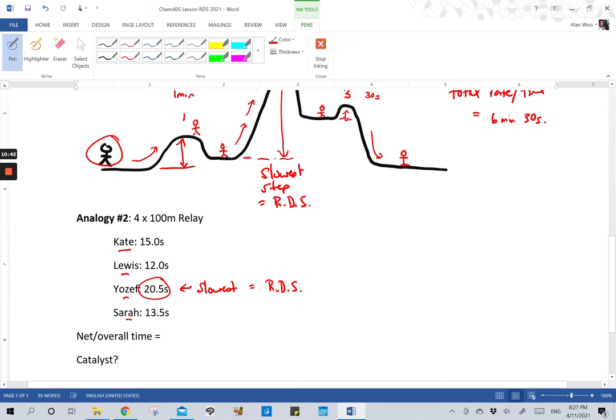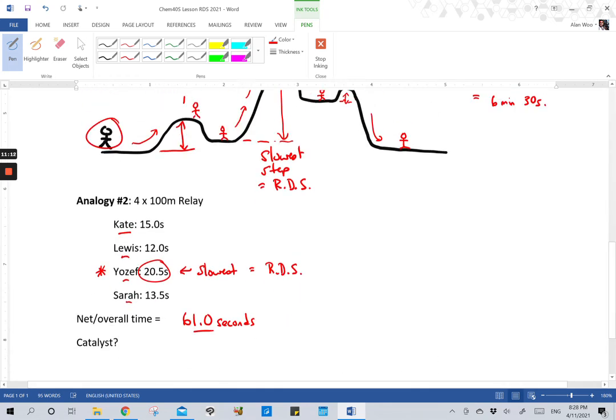So for the net time, you would simply have to add all the times together, and I think it just comes out to be 61.0 seconds. So they could have run a little bit faster, but because of the rate determining step, the slowest person, it takes them much longer.